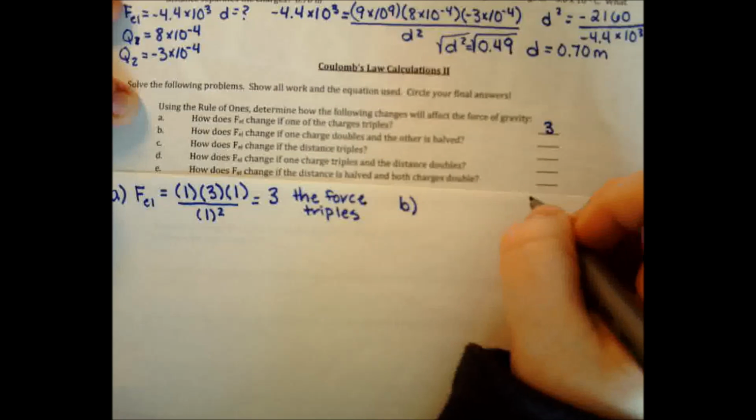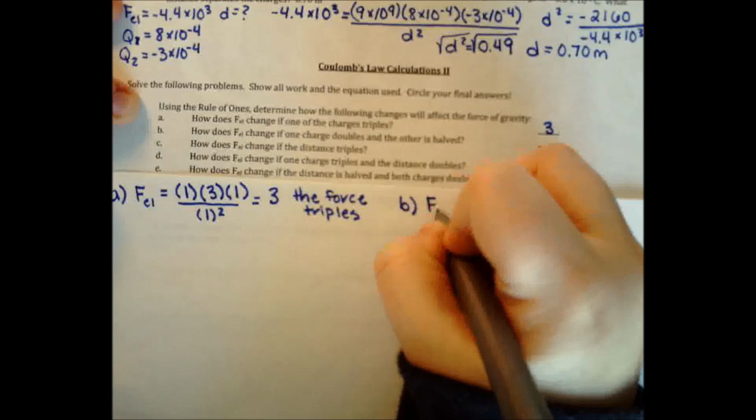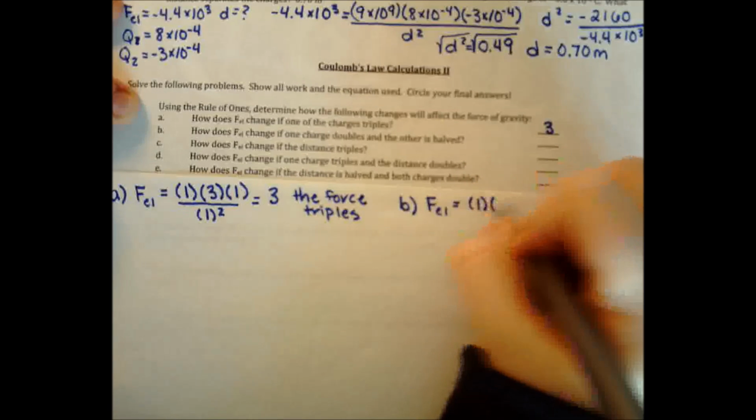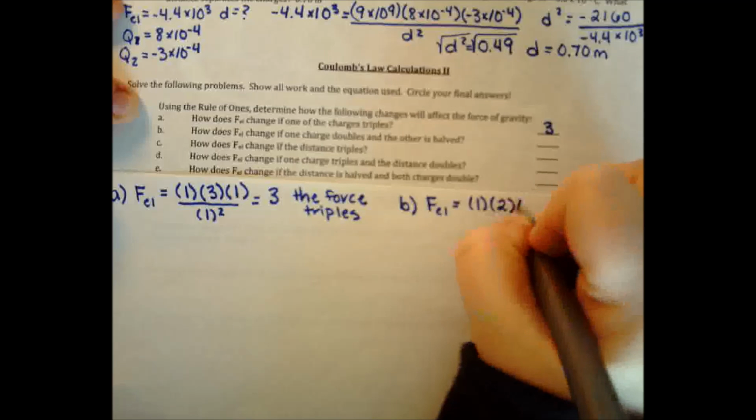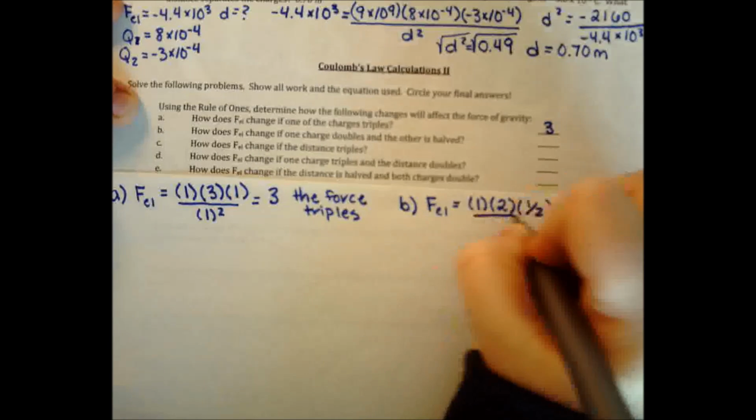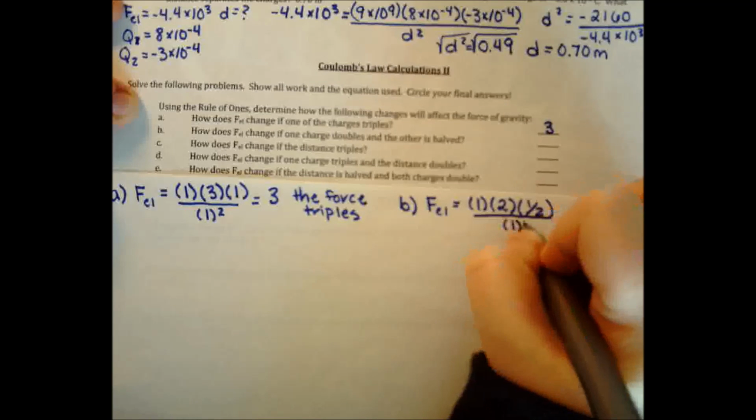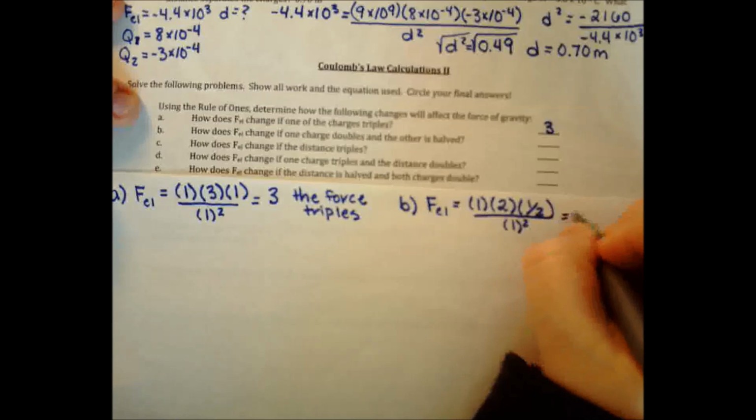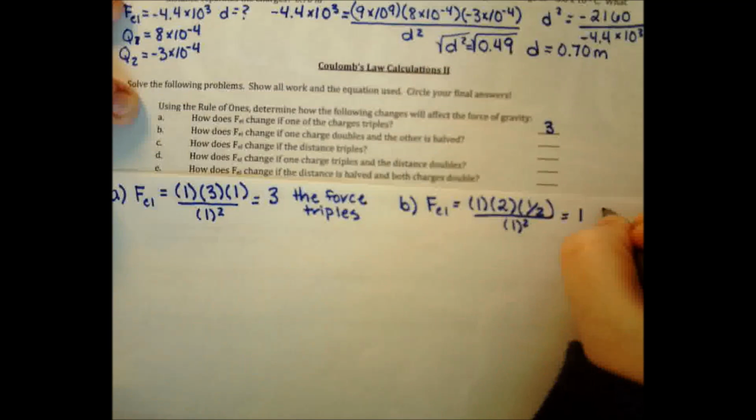How does FEL change if one charge doubles and the other is halved? Okay. So again, K is 1. One of our charges doubles, so it's a 2. The other charge halves, so it's a 1/2. The distance isn't changing, so it's a 1. 2 times 1/2 is 1. So the force doesn't change.